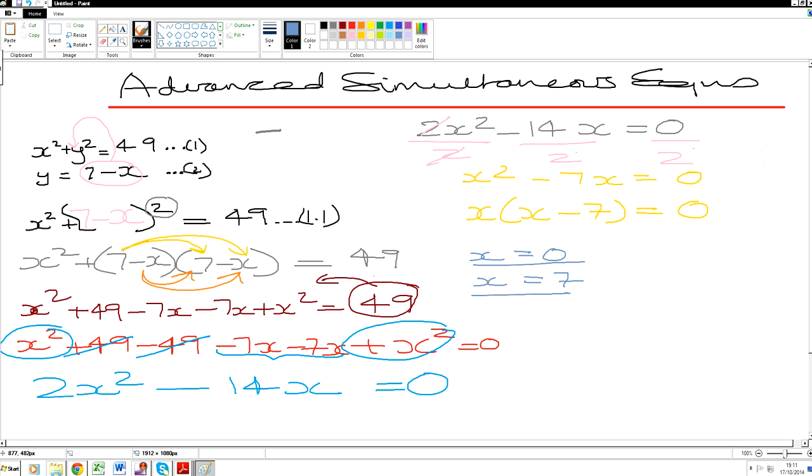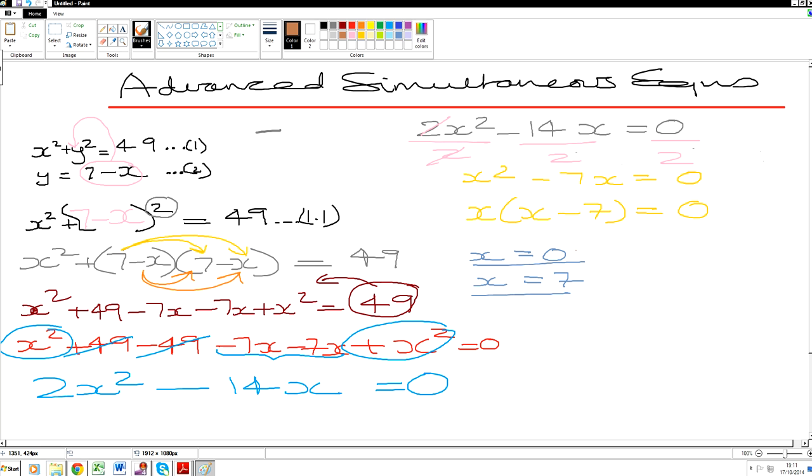I'll tell you why you get the answer. I'll give you a visual demonstration. What we need to do now is work out the corresponding y value for x equals 0, and the corresponding y value for x equals 7. Which equation shall I choose to work out the y values, 1 or 2? Give me the easiest one, please. Choose 2. Why? Because it's linear. It's easier. Okay, let's do that then.